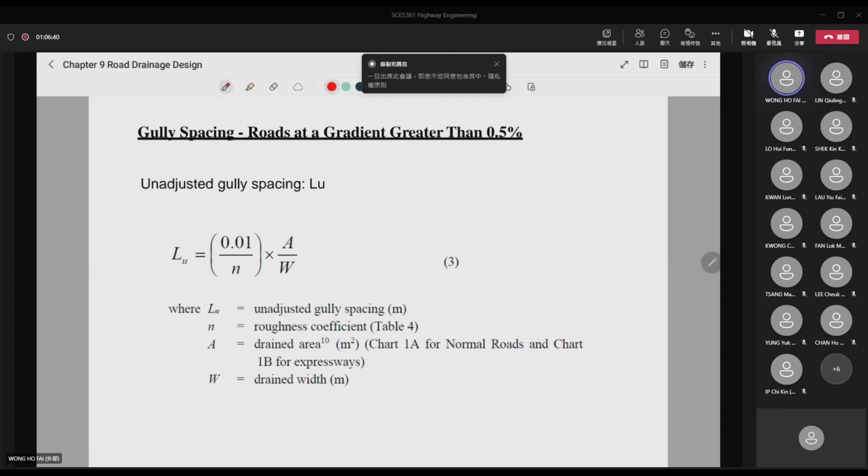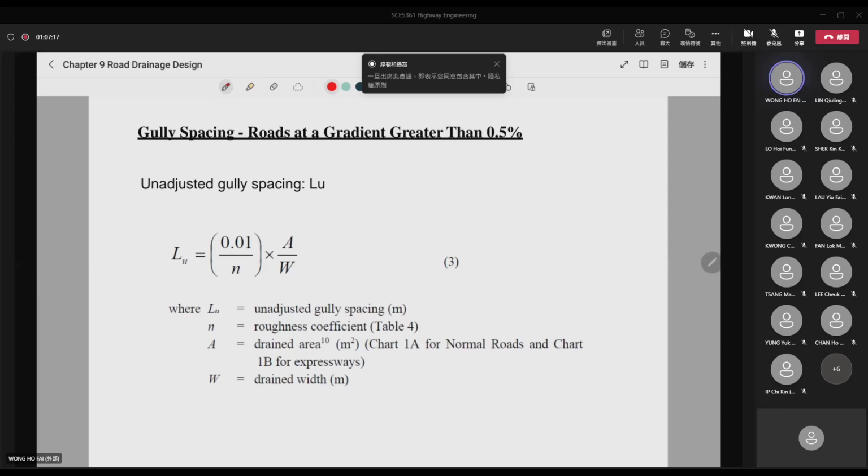The unadjusted gully spacing is equal to 0.01 over n times A divided by W. n is the roughness coefficient. It depends on the status of the surface of the road. If it is, say, the friction course or the concrete surface, then the n will be different. The roughness coefficient. And the A is the drained area.